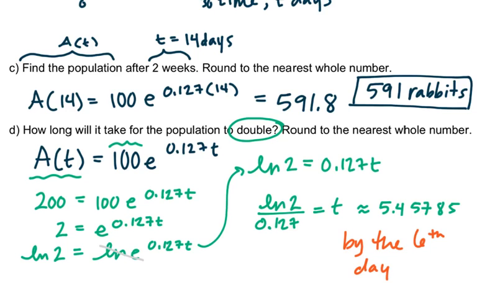Now, when you're working on your homework on the computer, you may need to round to a whole number, and the computer isn't going to expect you to use this logical reasoning. It's going to expect you to round the way you've been taught to round. So technically this would round to 5. But at the beginning of the 5th day, we wouldn't have double that rabbit population. It wouldn't be until somewhere during, halfway through the 5th day.